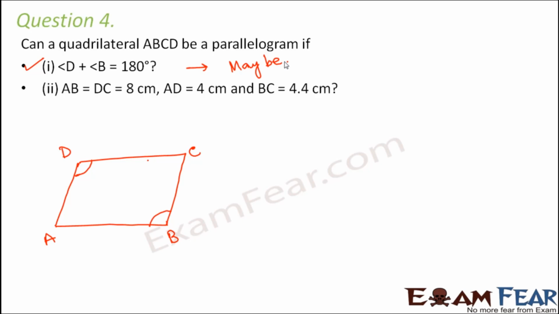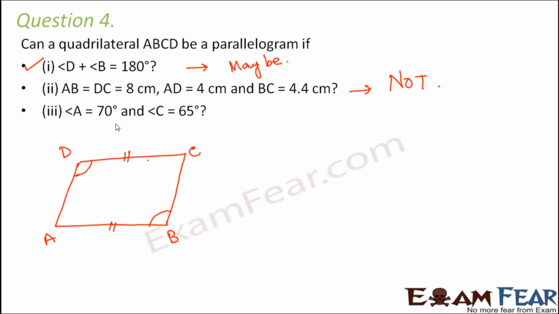Let's look at the second criteria. Can a quadrilateral be a parallelogram if AB equal to DC equal to 8 centimeters, that is, AB is equal to DC, and AD is equal to 4 centimeters, and BC is equal to 4.4? In this case, it is basically saying that one pair of opposite sides are equal, but the other pair is not equal. So this will definitely not be a parallelogram. It cannot be a parallelogram because in a parallelogram, all the opposite sides are equal.